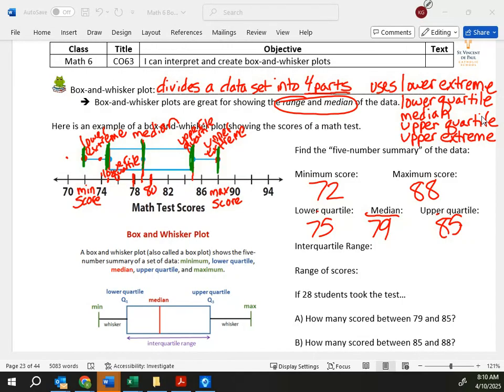How do we find the range of numbers, James? 85 minus 75? Yeah, 85 minus the 75, which would be what, James? 10.